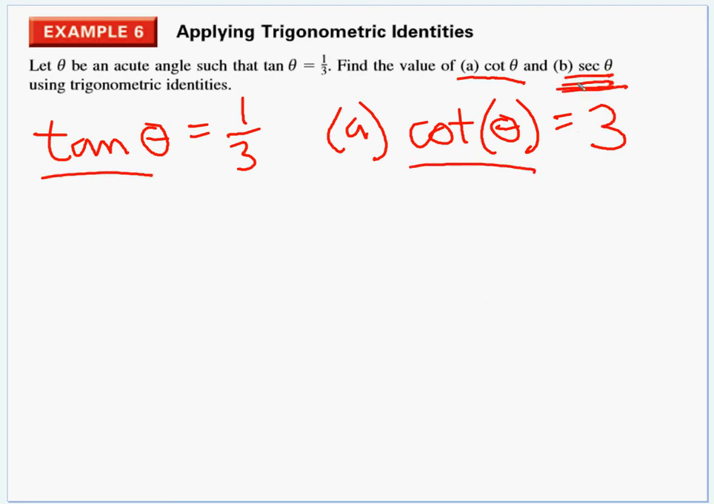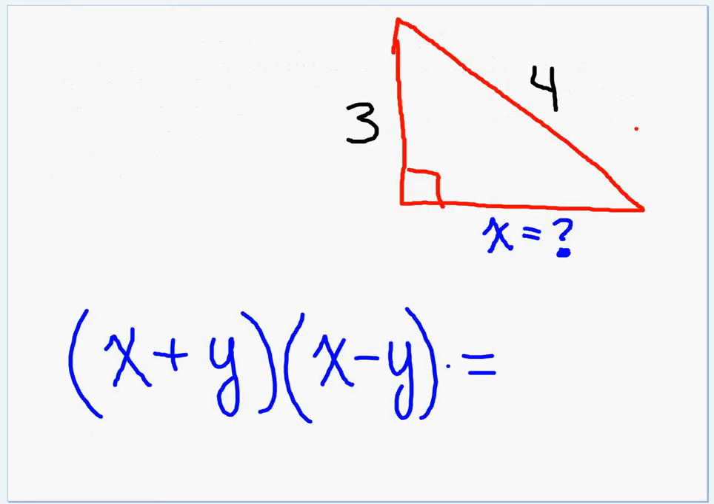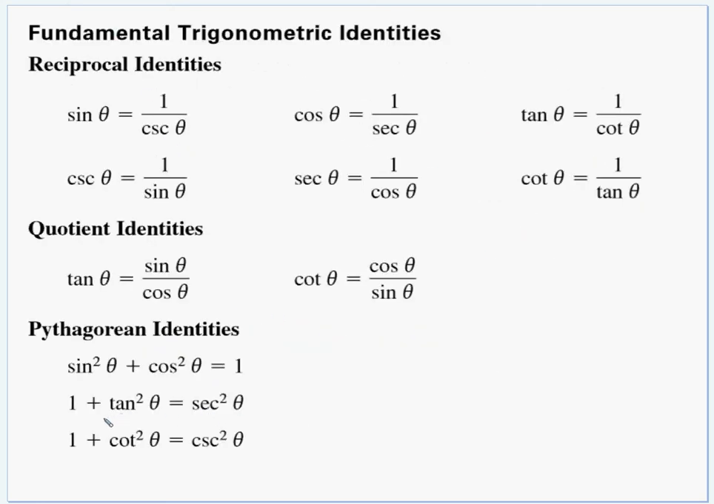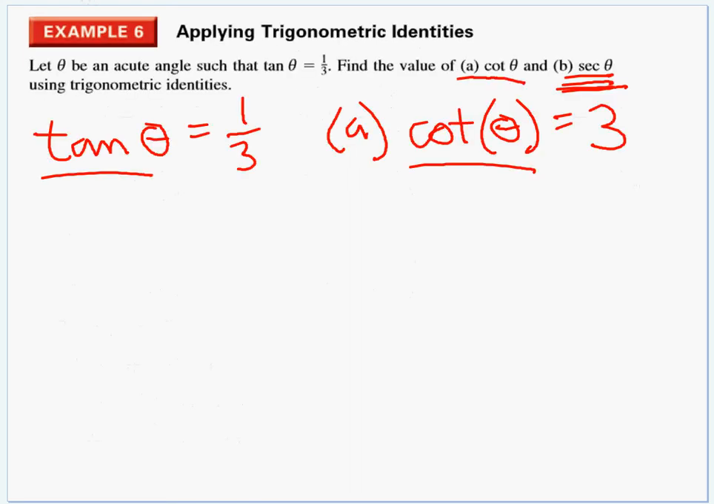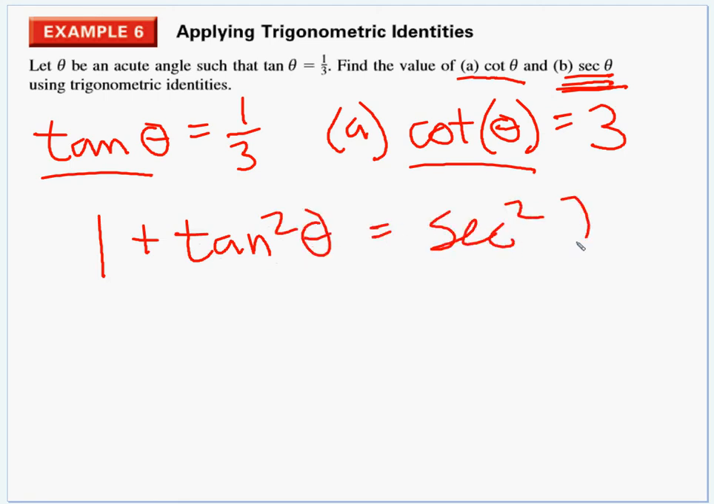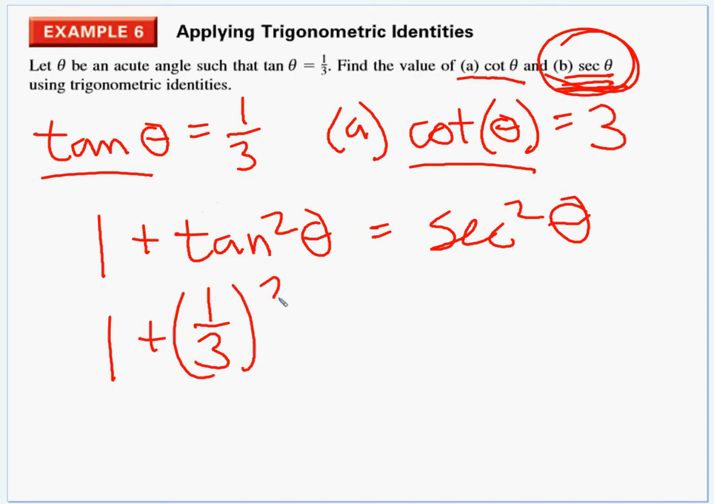Now we need to find secant. What relates tan, cotan, and secant? Here's tan, cotan, and secant. There's the one I'm looking for. 1 plus tan squared equals secant squared. It's one of our Pythagoreans. 1 plus tan squared theta equals secant squared theta. And we're looking for secant, and we know what tan is, so we can plug in 1/3 for tan, and we're going to square that, is equal to secant squared theta.